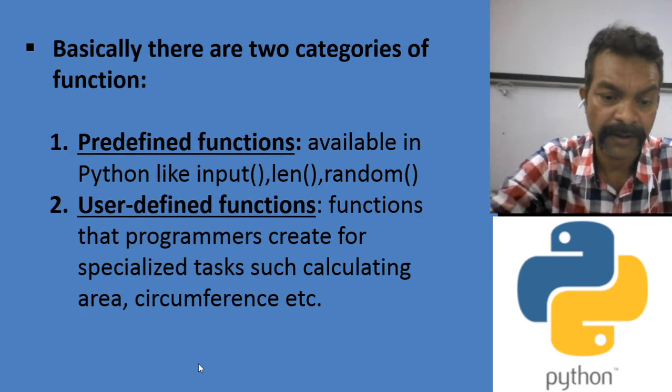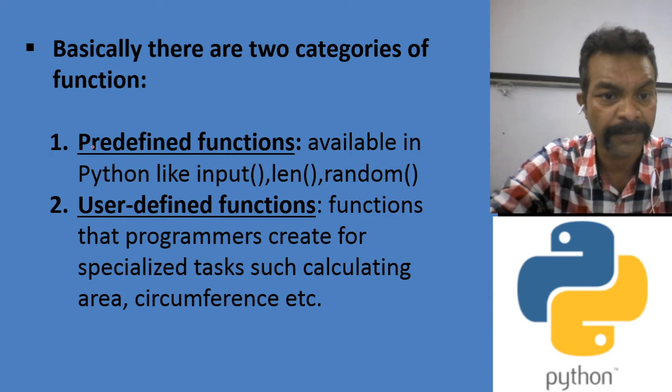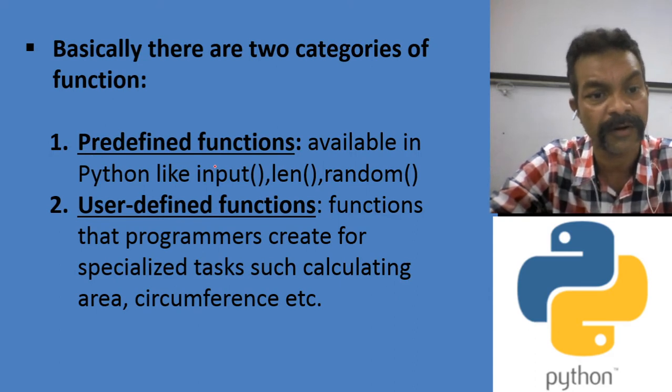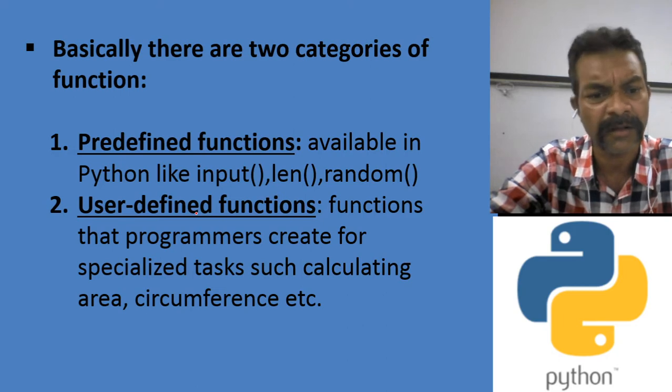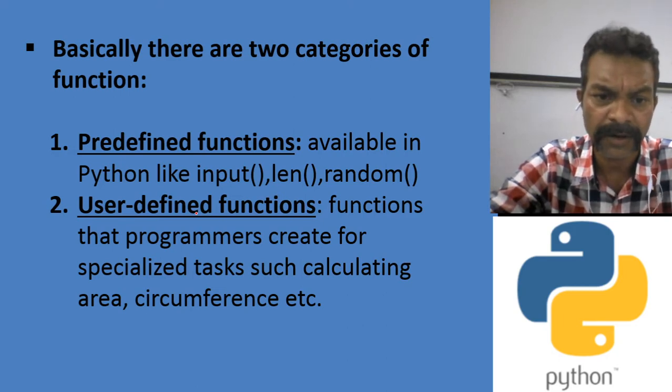And once again we see the types of function. There are two categories of function: predefined function and user defined function. Predefined function we have already discussed in our previous video in part 1, and this is user defined function. These are functions that are created by the user. Functions that a programmer creates for some task like calculating area, circumference, any task. For that purpose, if the user creates it, that is why it is called user defined function.